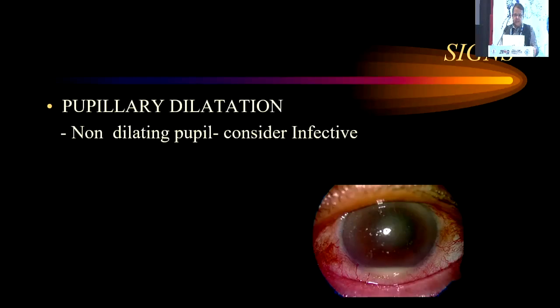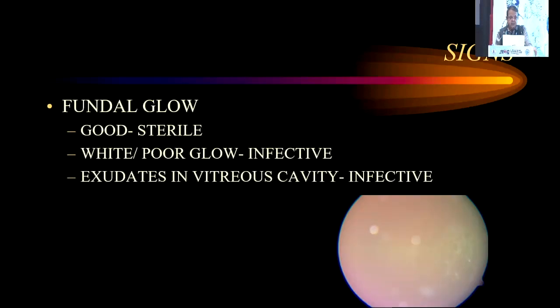Pupillary dilatation is one of the very important points to diagnose whether it's inflammation or infection. If the pupil is not dilating, then I ask my patient to sit in the OPD and ask my attendant to put drops every 15 minutes. If the pupil dilates, then I'll examine the posterior segment and a lot of things become clear. But if it doesn't dilate, then I'll go in favor of infection.